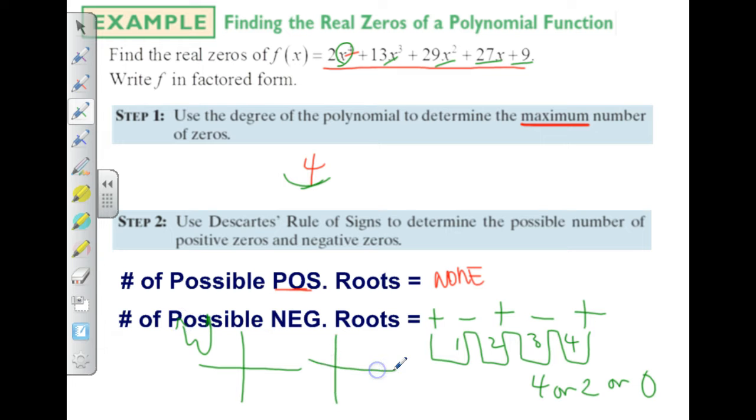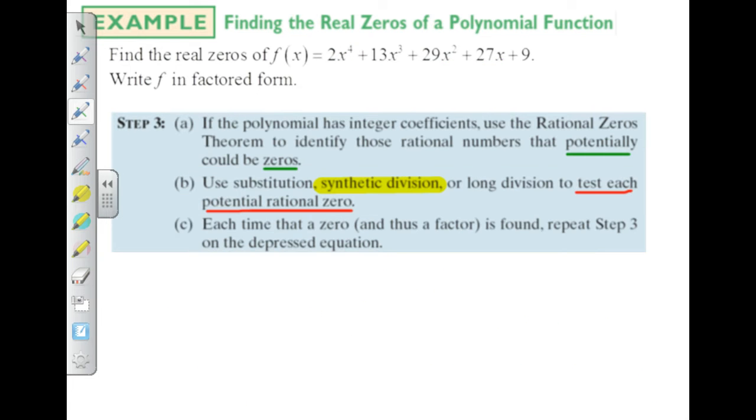It could be that there's only 2 roots and the other 2 are imaginary, or I could have all 4 roots crossing the x-axis. So now it says, let's go test this p divided by q. So if I do the 9 divided by 2, listing all the factors of 9: 1, 3, and 9. All the factors of 2 are 1 and 2.